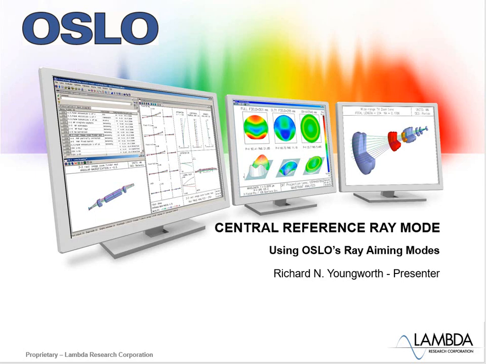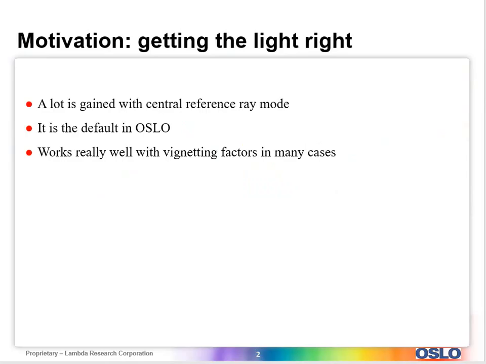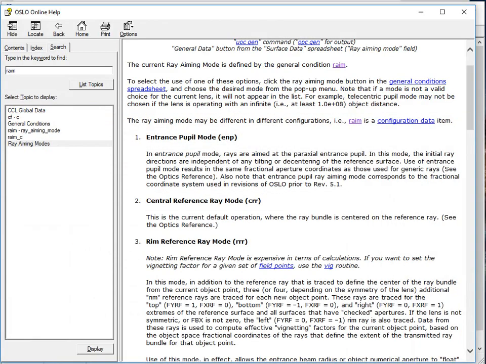Hi OSLO users, in this video I'm going to talk about the central reference ray mode out of OSLO's ray aiming modes. This is the default in the program. A lot is gained with the central reference ray mode without a lot of expense. In other words, we are not losing much speed at all and we are gaining quite a bit, which is why this is the default. And this mode works really well with vignetting factors, which is shown in another video in particular.